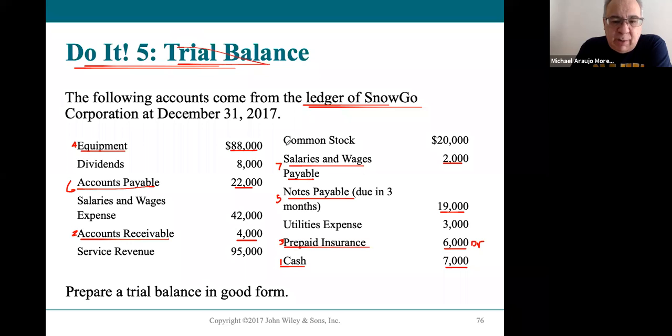Then you do common stock, then dividends. Common stock balance is on the credit side. Dividends balance is on the debit side. Then you do your revenue, which is on the credit side. And then you have your expenses. Both these expenses are on the debit side.